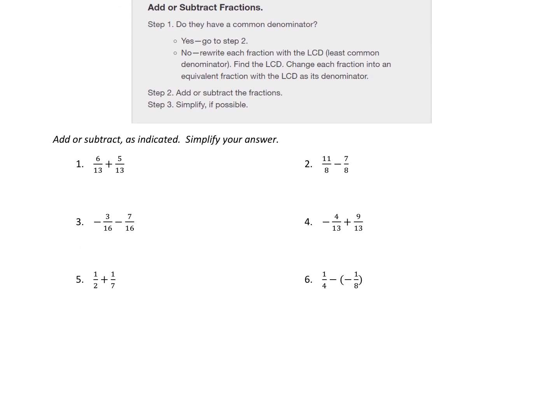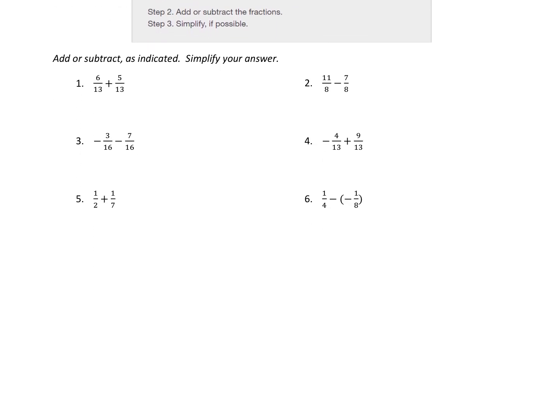So in order, again, to add or subtract fractions, you have to have a common denominator, which means the pieces mean the same thing. If you don't have a common denominator, then the pieces are different sizes. So you want to be talking about something that's the same when you're adding stuff together.